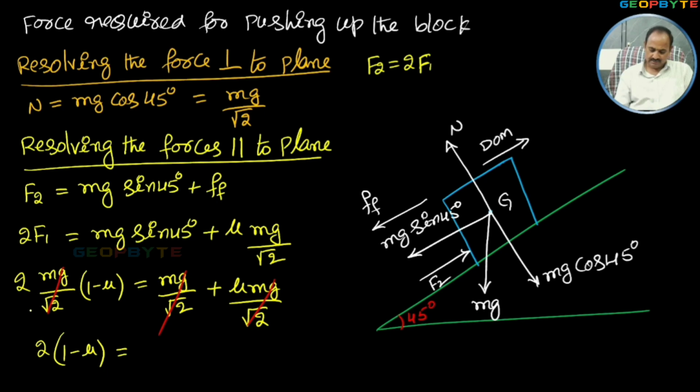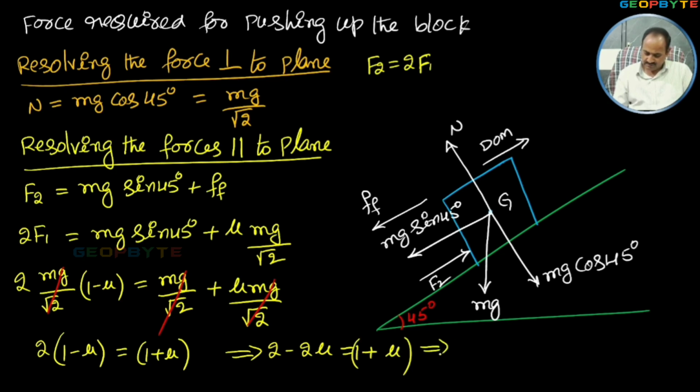2 into (1 minus mu) is equal to 1 plus mu. From that I can write 2 minus 2 mu is equal to 1 plus mu. From this, 3 mu equals 2 minus 1, so mu equals 1 by 3. What is the 1 by 3 value? 0.33. That is the coefficient of friction.